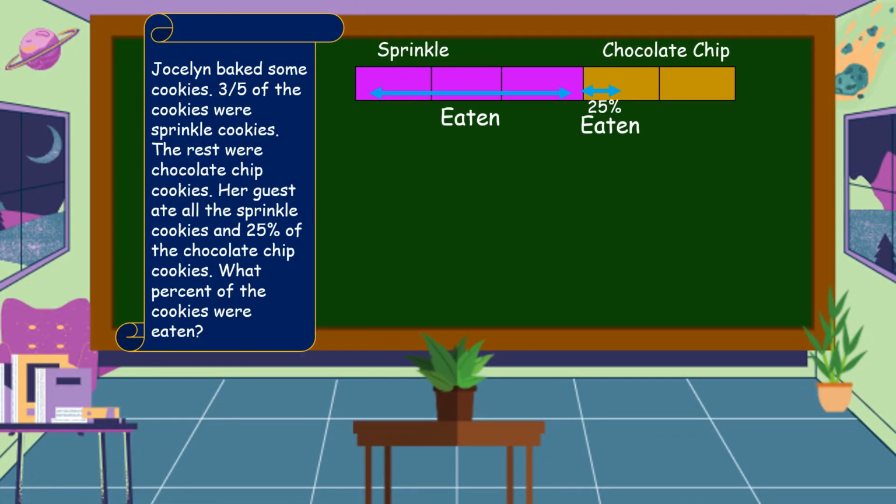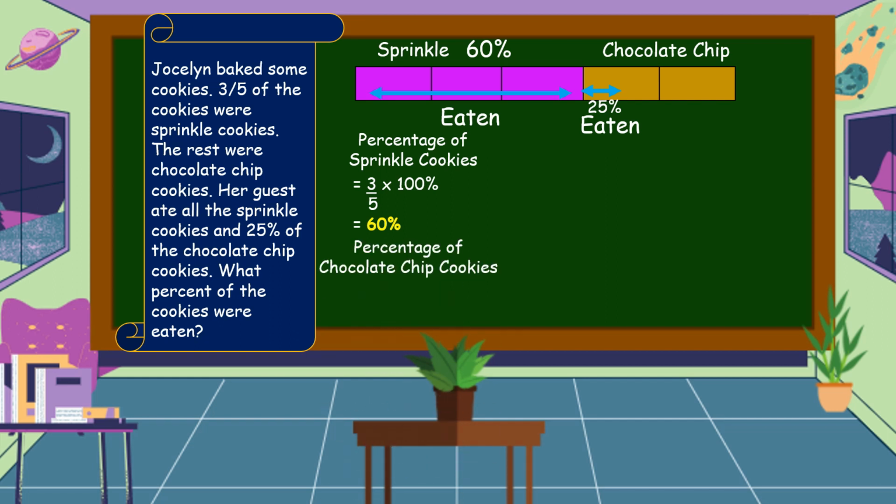Next na gagawin natin para ma-solve ang problem, ay kukunin natin ang equivalent percent ng 3/5. So, the percentage of sprinkle cookies is equal to 3/5 times 100%. 3 times 100 is equal to 300, divided by 5 is equal to 60, tapos copy lang natin ang ating percent sign. So, sprinkle cookies is equal to 60%. Kung 60% ang ating sprinkle, ang percentage ng ating chocolate chip cookies is 100% minus 60%, is equal to 40%.